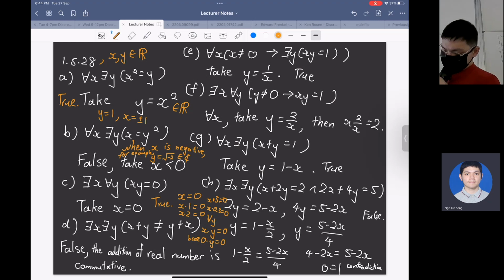Okay. D, there exist X and Y such that X plus Y is not equal to Y plus X. So what is this? This is the commutativity. Because real number addition is commutative, it can't be the case that there are some X and Y such that X plus Y is not equal to Y plus X. Okay. So the reason is that addition of real numbers is commutative. You can't find X and Y such that this is true.